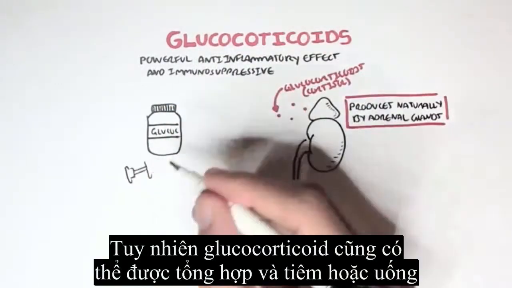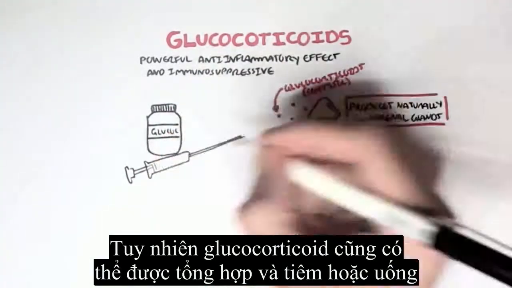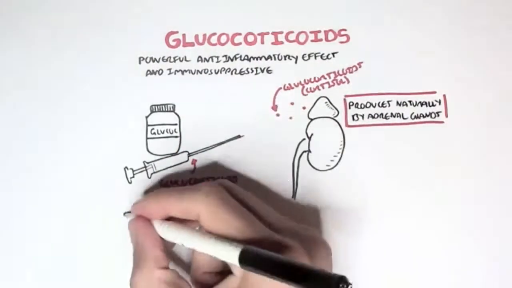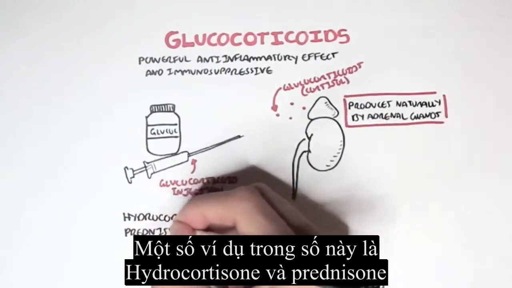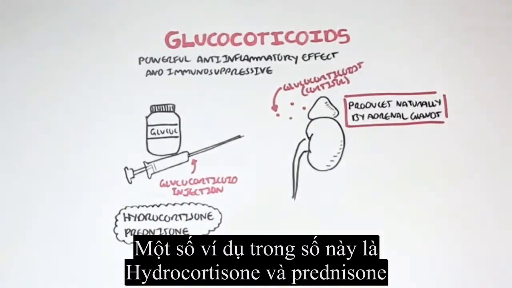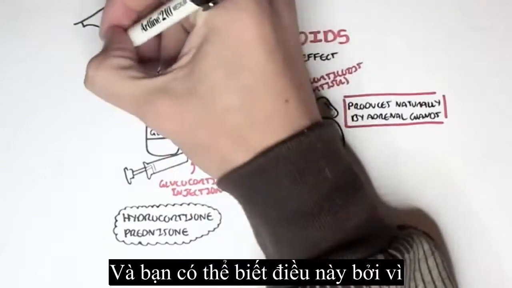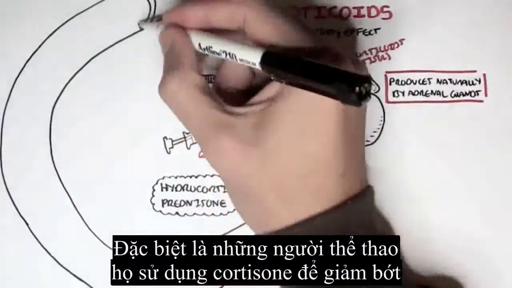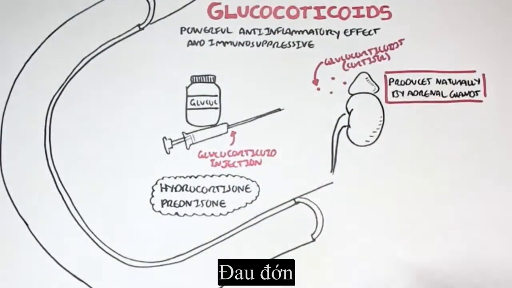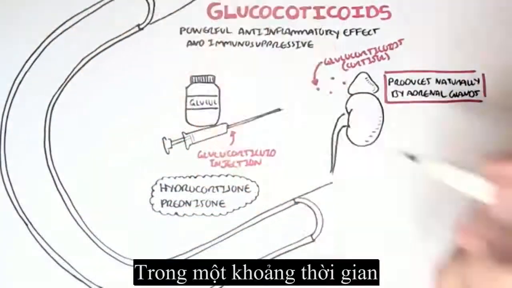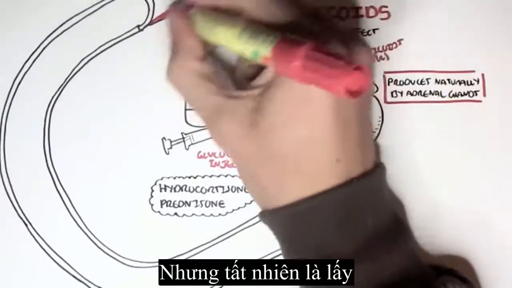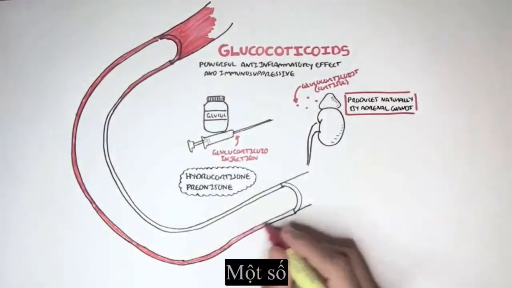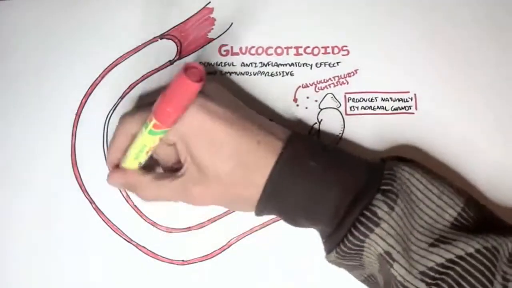However, glucocorticoids can also be synthetically made and injected or taken orally. Some examples of these are hydrocortisone and prednisone. And you might know this because, especially sports people, use cortisone to relieve pain quickly for a duration of time. But of course, taking glucocorticoids like this for a long time has some very bad effects.